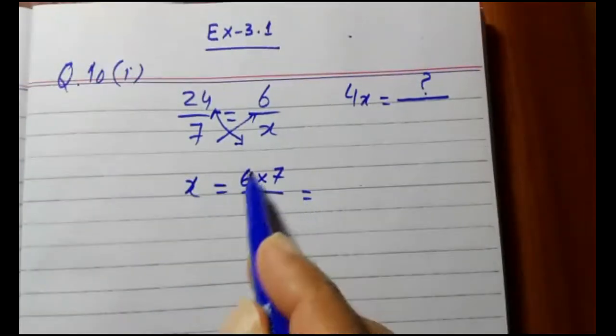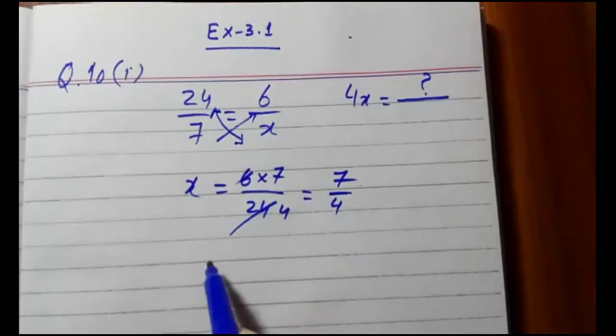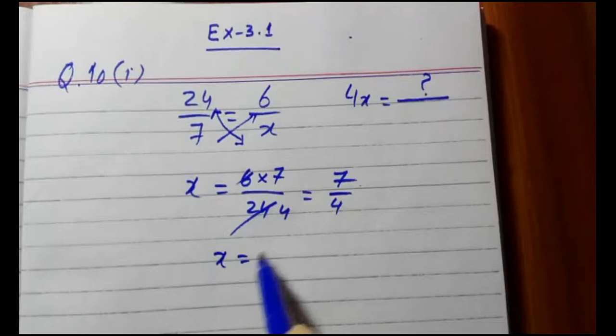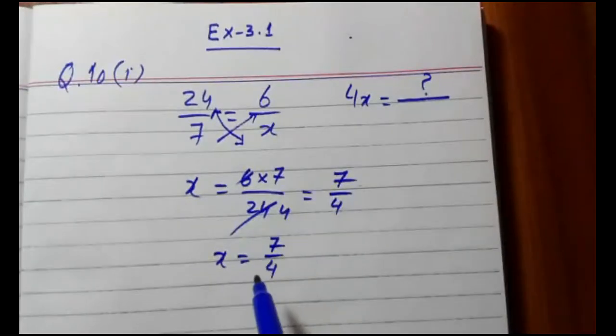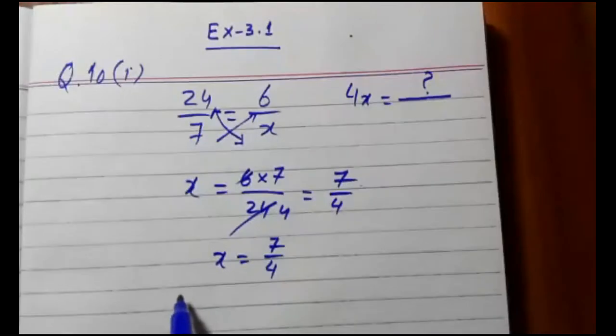So cancellation will give you 7 by 4, and this is the value of x. This is equal to 7 by 4. But according to the question, we need to find the value of 4x. So we have calculated the value of x. Very simply, we will multiply both sides by 4.